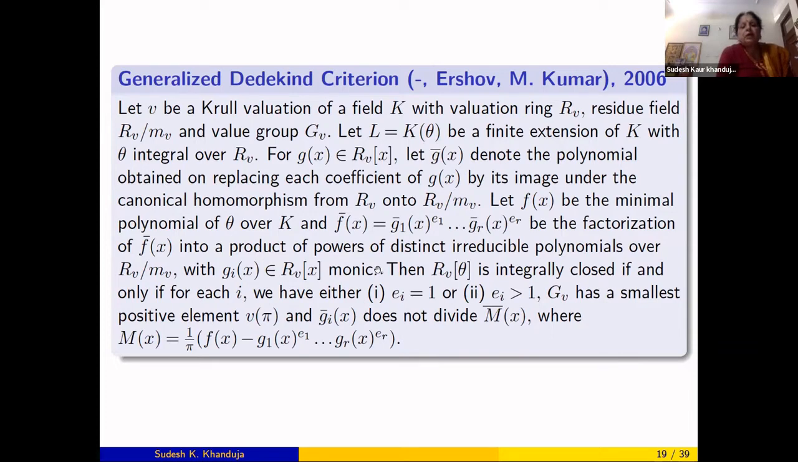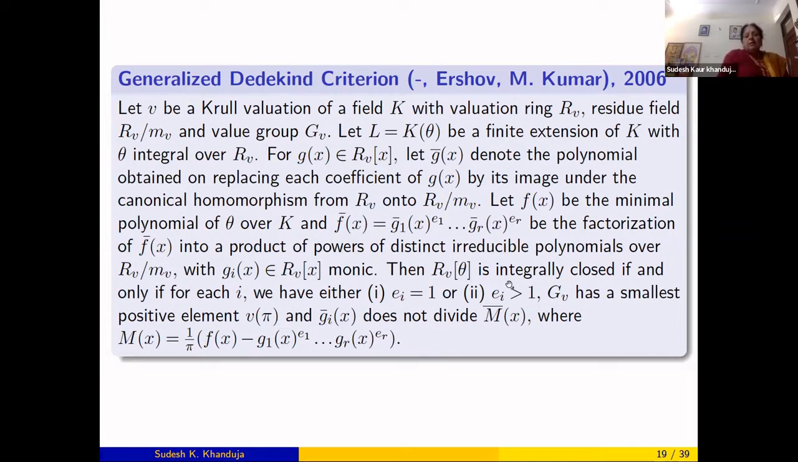So far as notations are concerned, we are just walking in a parallel lane to what Dedekind did. We are replacing Z by the valuation ring of a Krull valuation, of any valuation, and g bar(x) is the polynomial whose coefficients are the images in RV mod MV.